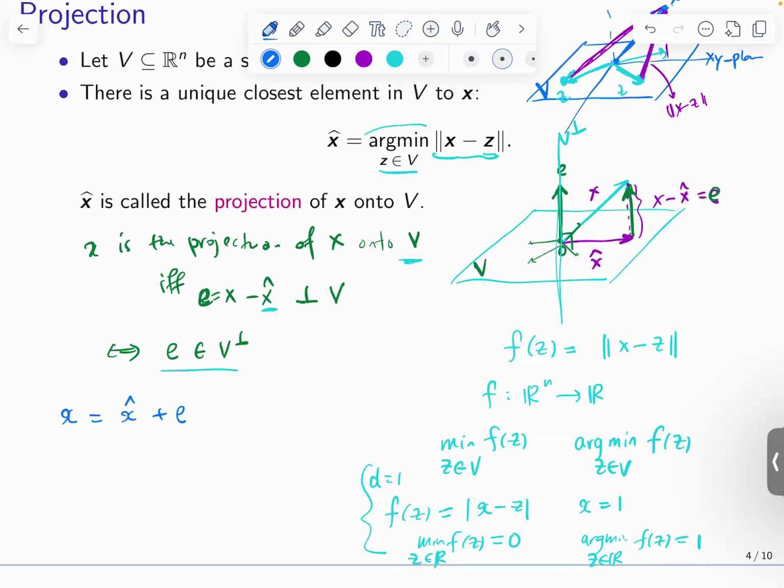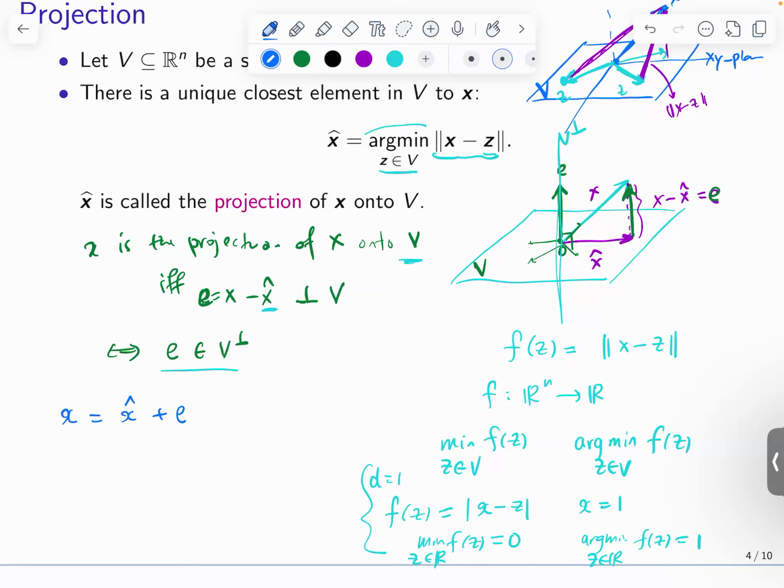It's like the component that's outside your knowledge. So E points in a different dimension. Okay, so think of it like that. Then by definition of E, if you rearrange, you can see x is equal to x hat plus E, because I defined E to be x minus x hat.